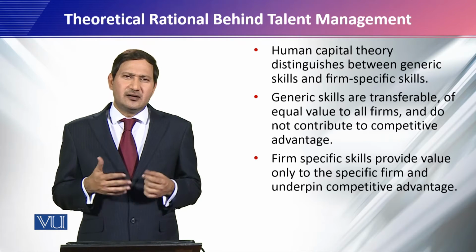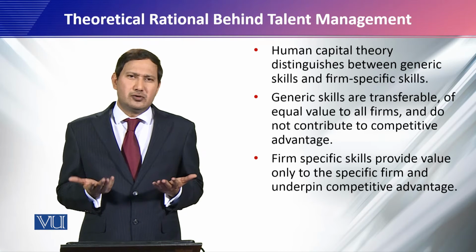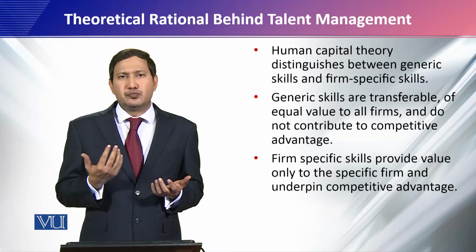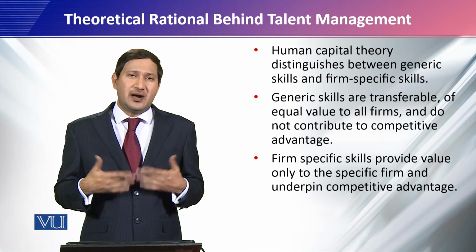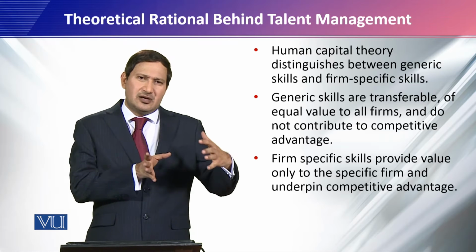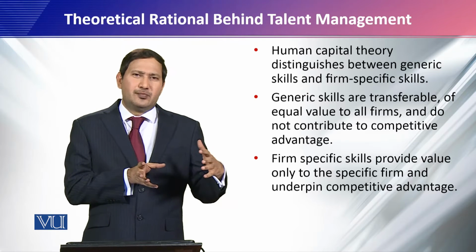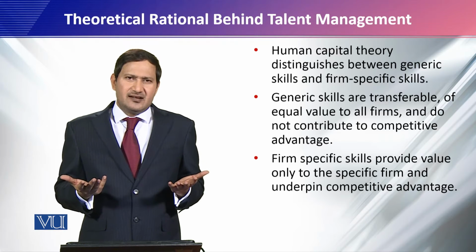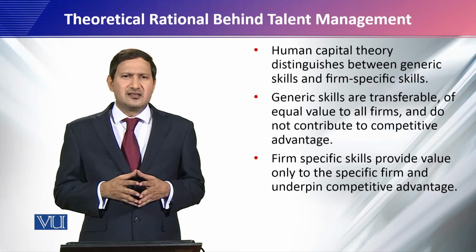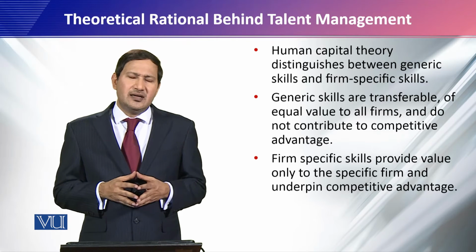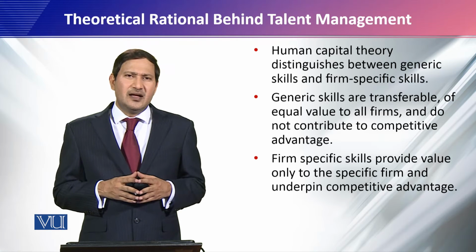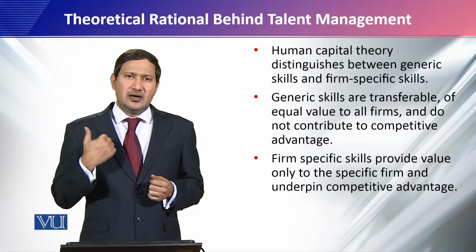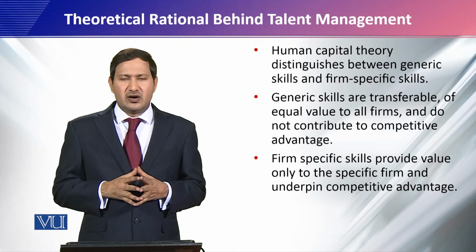As we have been saying since the beginning of this course, strategic human resource management, the purpose of HR strategy is to facilitate an organization to pursue its competitive strategy, and the goal of competitive strategy is to achieve competitive advantage. So when we talk about generic skills, according to one view, they are transferable and not firm specific, and they are required but may not help an organization to develop or sustain a competitive advantage.